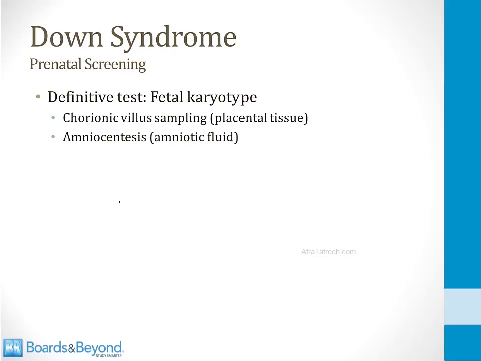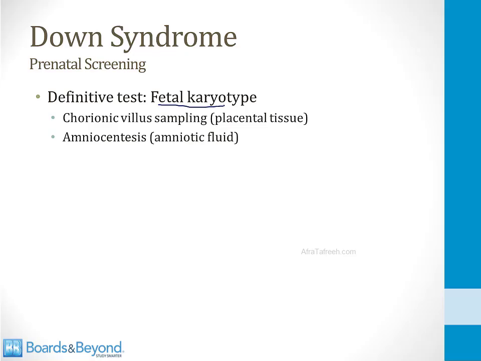I'll finish this module by talking about prenatal screening, in other words, ways to screen pregnant women for the possibility that their baby may have Down syndrome. The definitive test is to obtain a sample of the fetal cells and do a fetal karyotype, which means determining the number of chromosomes in the baby. The problem with this screening test is that it is invasive and carries risk, so you only want to do it when there is a high probability that the baby may have Down syndrome.